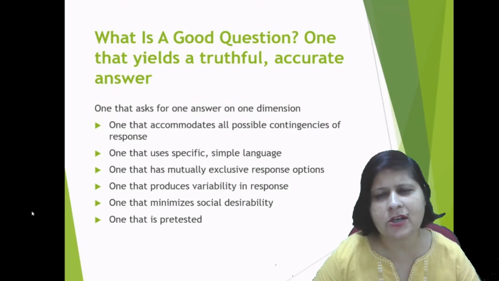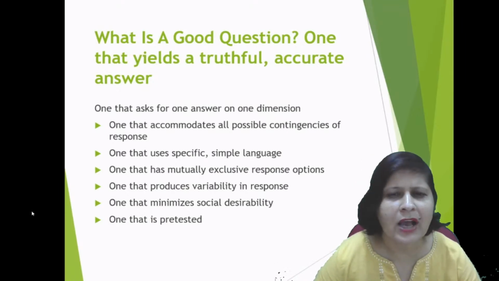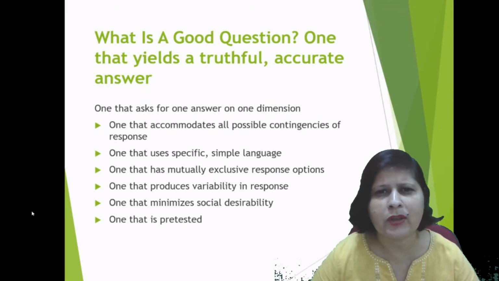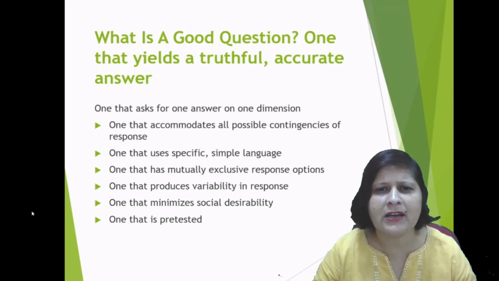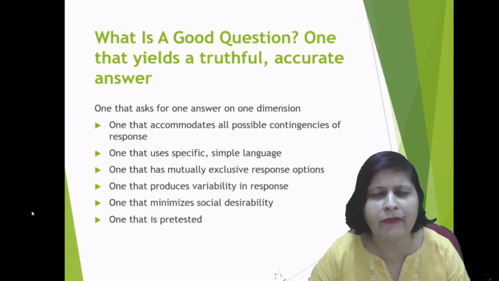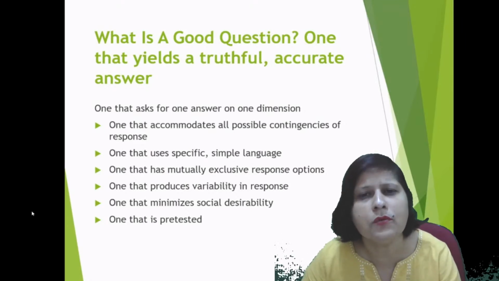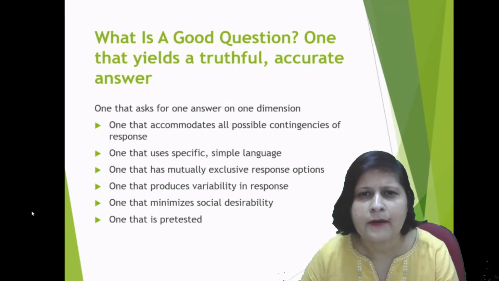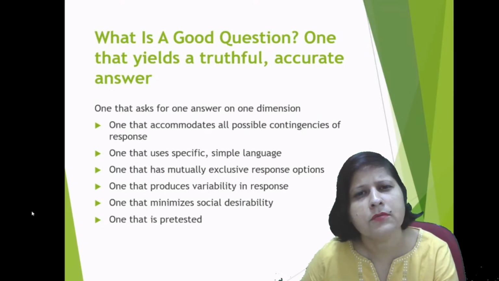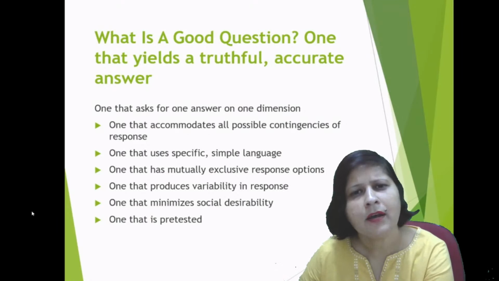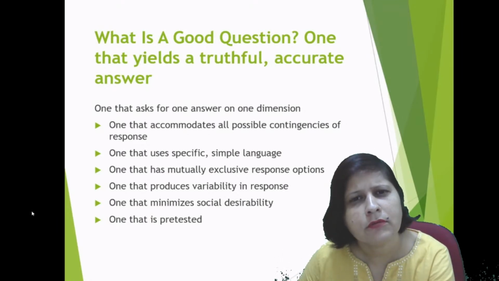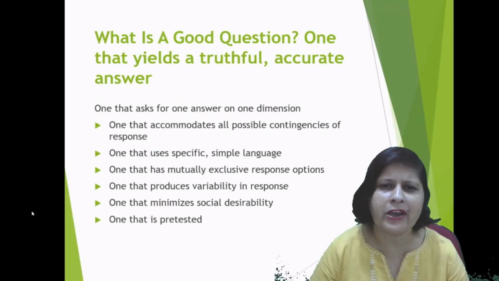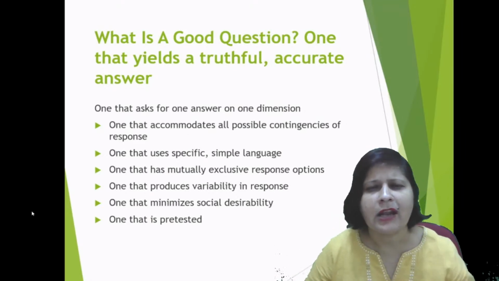One that has mutually exclusive response options. Mutually exclusive means, suppose you want to know about age and you have made age groups. It could be 0 to 5, then another group 6 to 10, then 11 to 14, then 15 to 20. It should be mutually exclusive. It should not be like 0 to 5, then 5 to 10, then 10 to 15. That is not mutually exclusive.